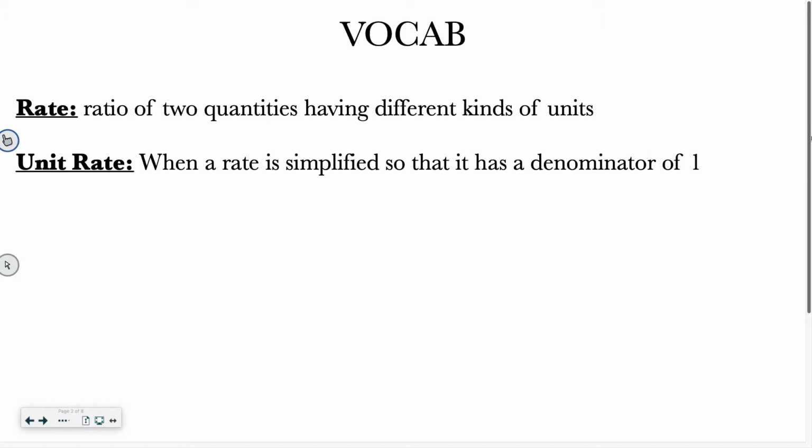Let's remember that a rate is a ratio of two quantities having different kinds of units. So let's say something costs like $5 per 1 pound. That is considered a rate. Okay, so a rate is when you have two different labels. Our first label is dollars, our second label is pounds. Those are two different things. And then a unit rate is when it's simplified so the denominator has 1. So you can see our denominator is 1 in this. So this is an example of a unit rate.